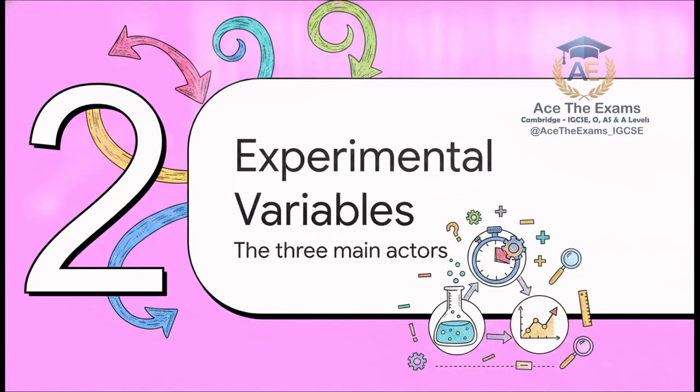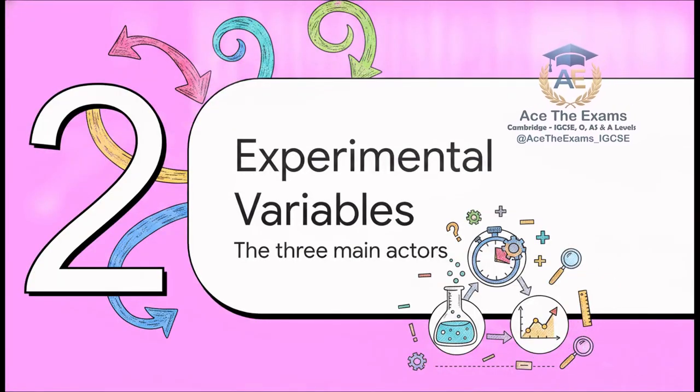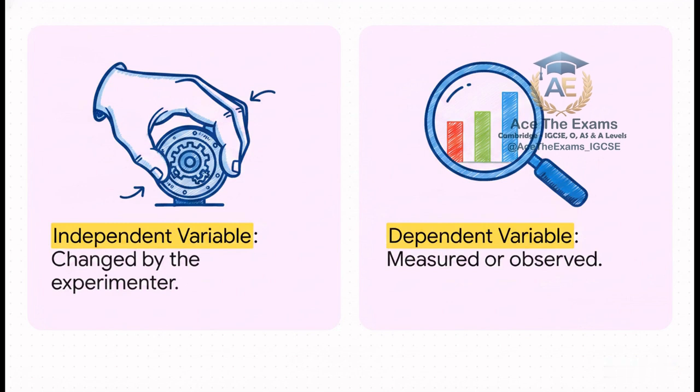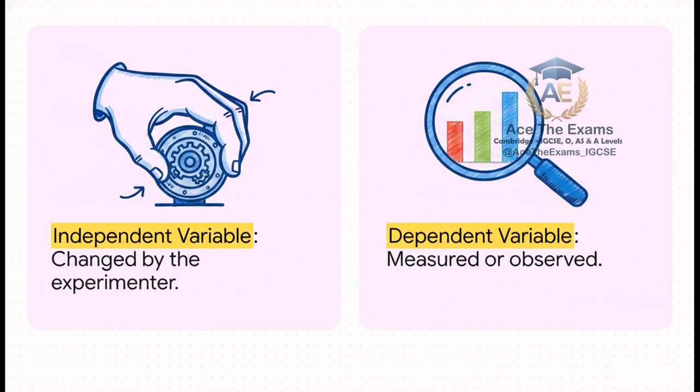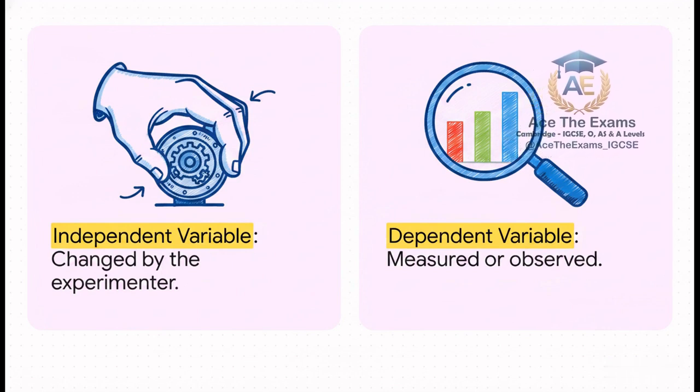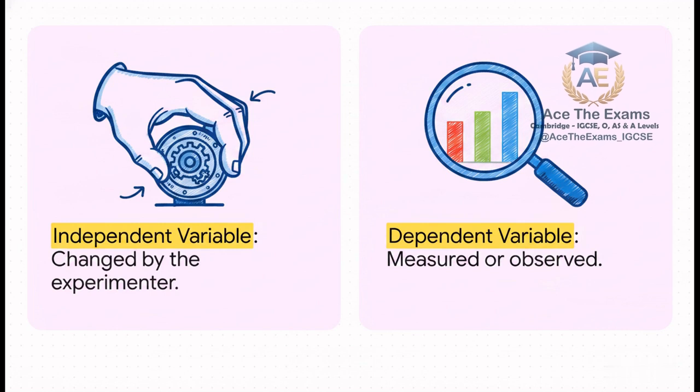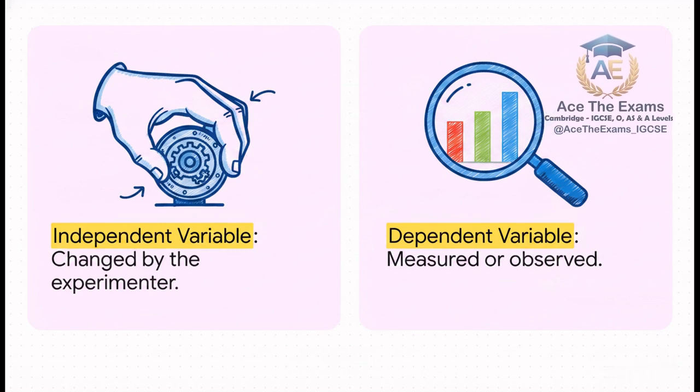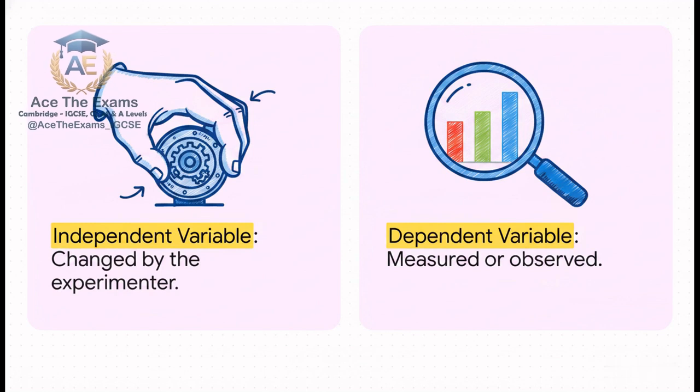Section 2. The 3 experimental variables. Let's define the 3 main actors that completely control the outcome of any scientific investigation. Getting this right is your very first major quick win. You need to contrast these clearly in your mind. The independent variable is the one you, the experimenter, actively choose to change. You're in full control of it. You set the dial, so to speak.